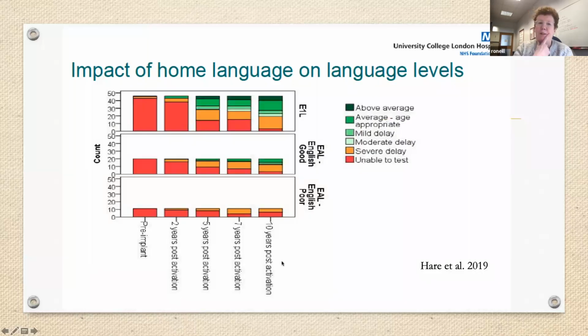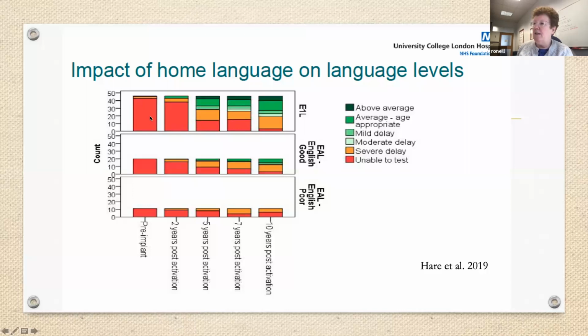And the other part of this study, which had a large impact on me, was thinking about the results in relation to languages used at home. In this study, they divided up the children into different groups, and it's exactly the same as before. There's approximately 45 children that they followed who had English as a home language, so pre-implant, and then the last column is 10 years after implant. The next group is about 20 parents who had good English at home, although they had English as an additional language. And the last group at the bottom is people who were not using English very much at home or had poor English.